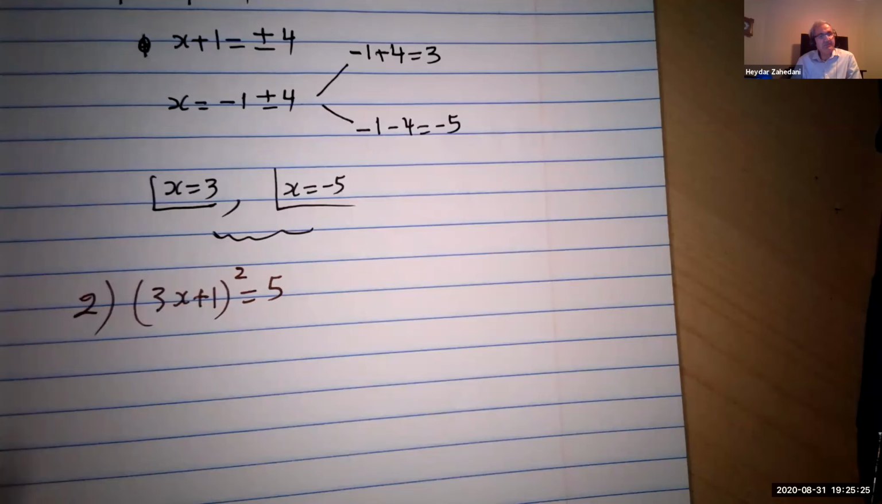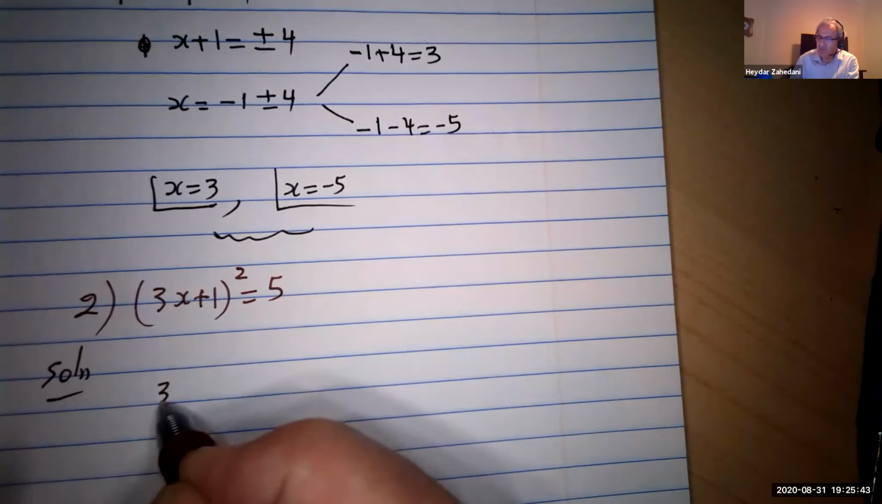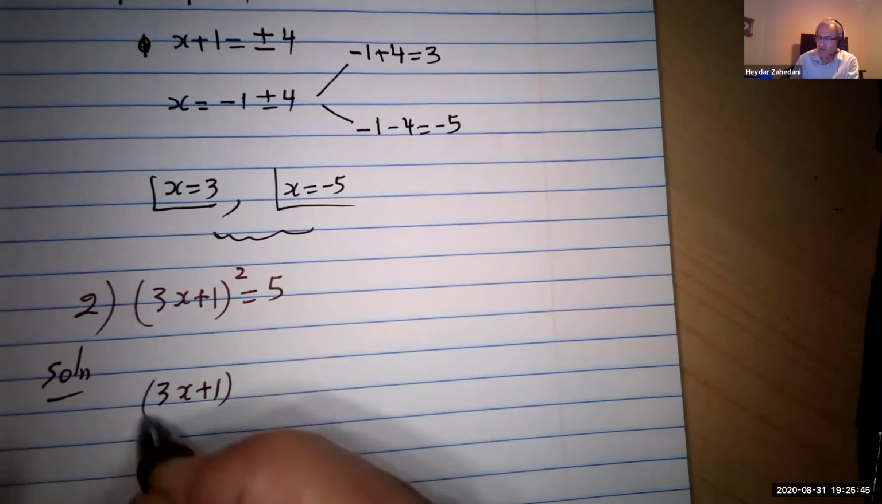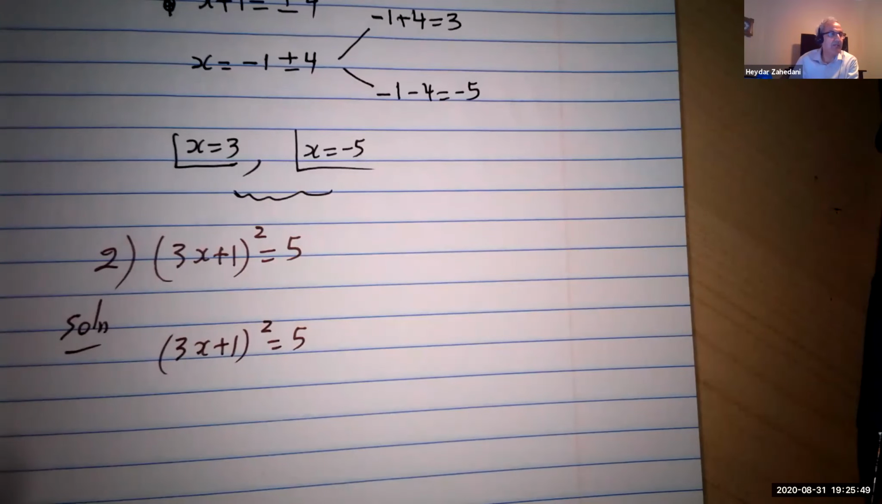You see, 5 is not a perfect square, we don't care. We need a perfect square to the left to be able to take care of it. So I take the square root method solution. I rewrite it as 3x plus 1, all squared, equal to 5.